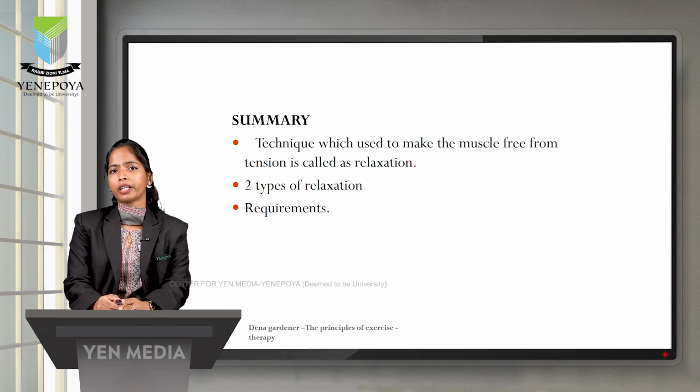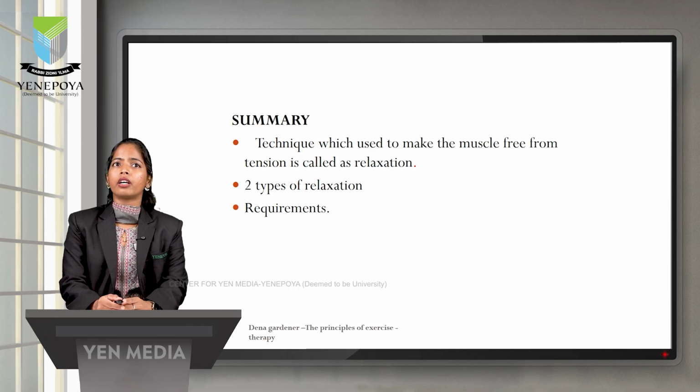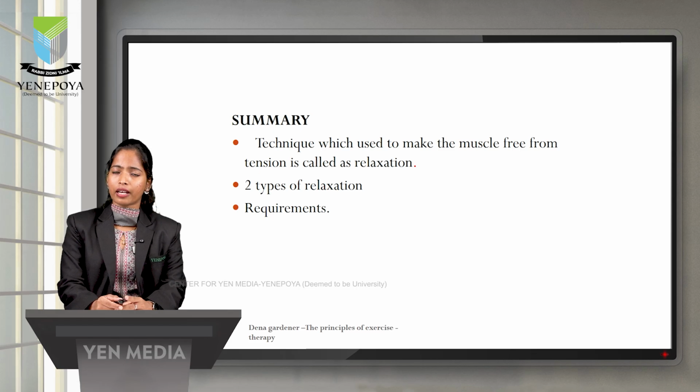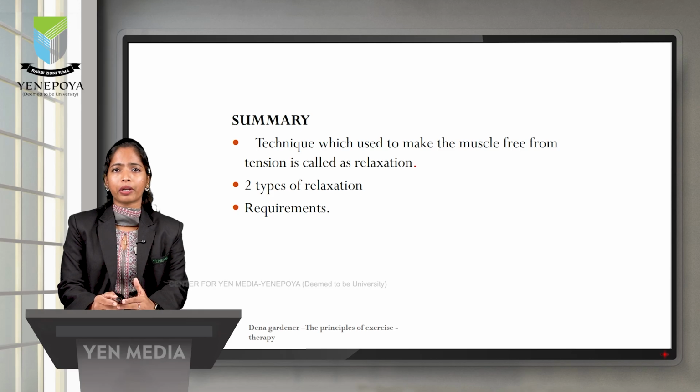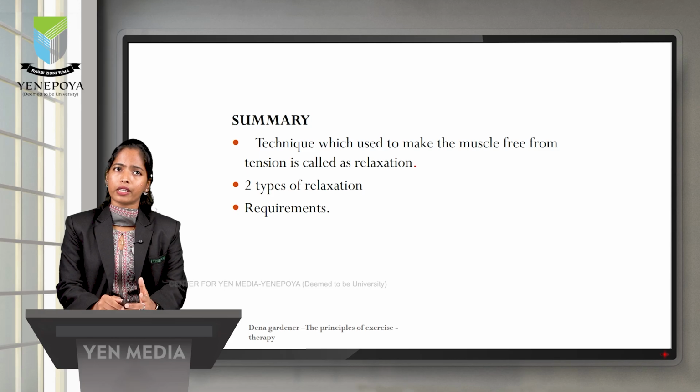Now we have come to the end of the topic, that is the summary. The technique used to make the muscle free from tension is called relaxation. There are two types of relaxation: general relaxation and local relaxation. Indications can be pregnant ladies, asthmatic patients, as well as fibromyalgia, myofascial pain syndrome, or any spasm condition. The requirements for attaining relaxation are support, comfort as well as a restful atmosphere. Thank you.